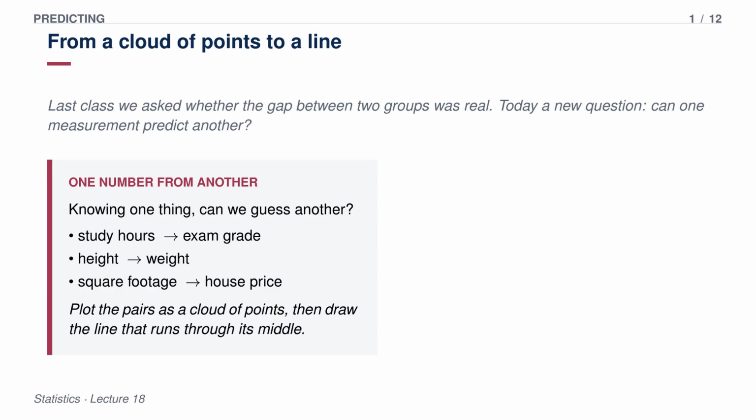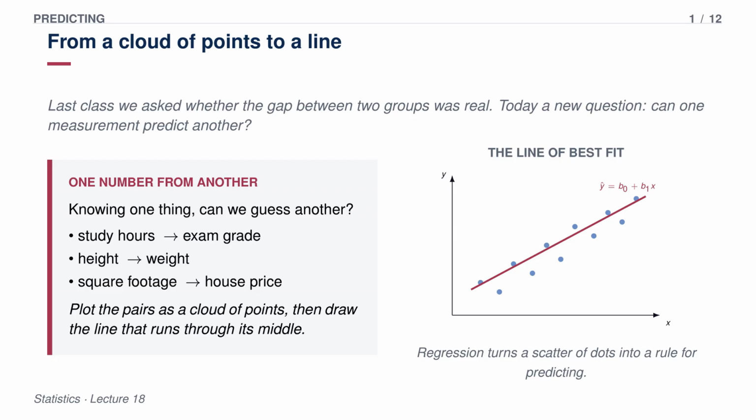So picture the two things you're comparing as pairs, study hours and a grade, say, and you plot every pair as one dot. Do that for a bunch of students and you get a cloud. Not a random blob, a cloud that leans, that has a direction. And the picture on screen shows exactly that, a rising cloud of dots and a line drawn right through the middle of it. That line has a name, y hat equals b-naught plus b1x, and the whole lecture is about how you find that particular line and what you do with it once you have it. Regression turns a scatter of dots into a rule for predicting.